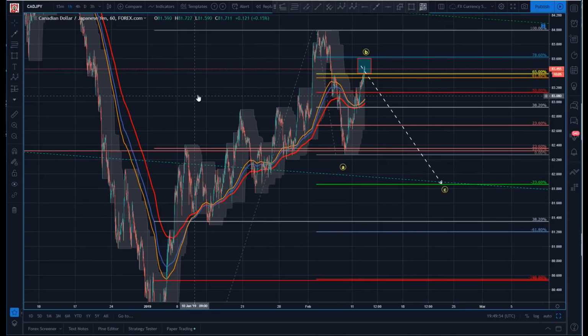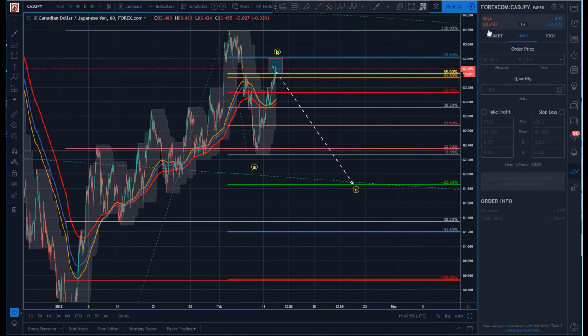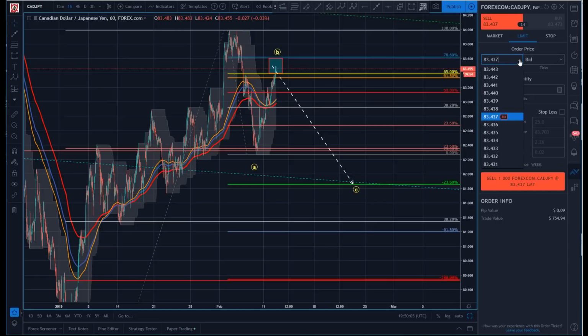All right, so let's look at that. So we want to be a seller. So we're going to go over here, and we want to be a seller. Let's do a limit order. It's usually better, particularly when this would be considered not one of the majors. This would be an exotic. So we want to be a seller. So the bid here, we want to go down below the bid.